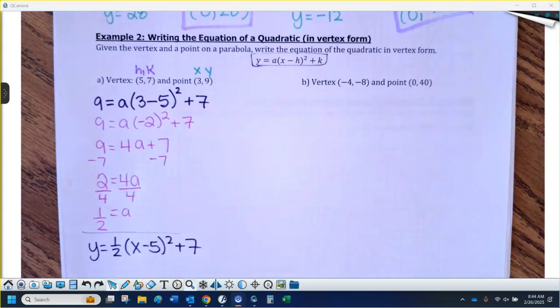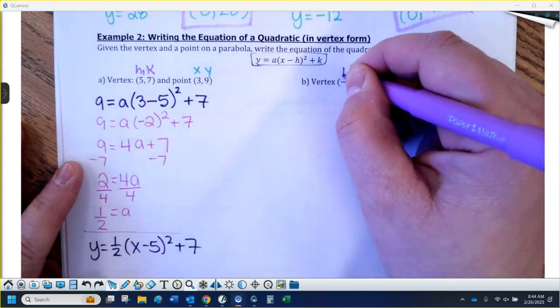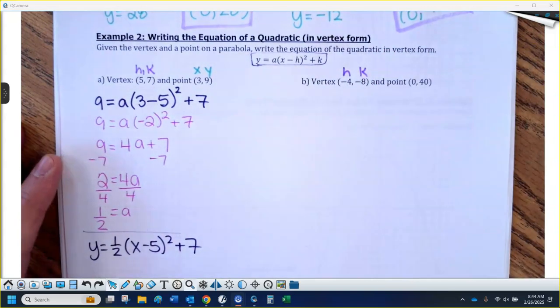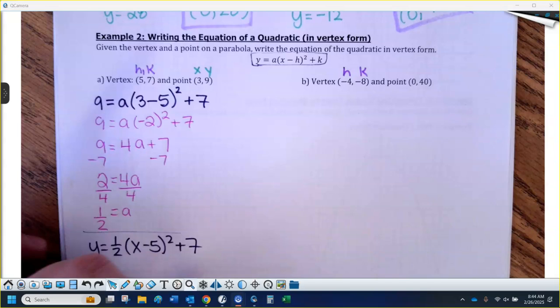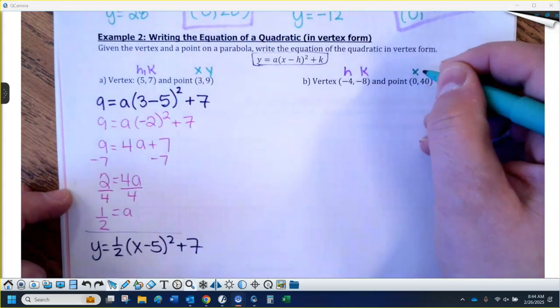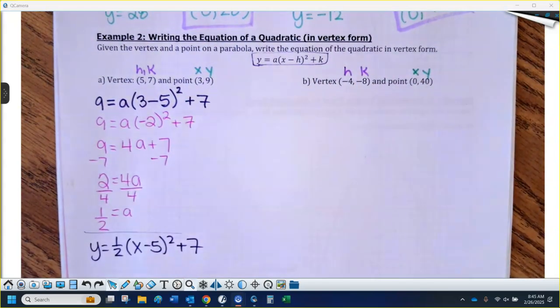Okay, I'm just going to try this with you guys one more. This is very important. Whatever they tell you for h and k, that is, for the vertex, that has to go in for h and k. Whatever they tell you for the point has to go in for x and y. Just using that formula that's right above here. All right, so we're just going to sub in.